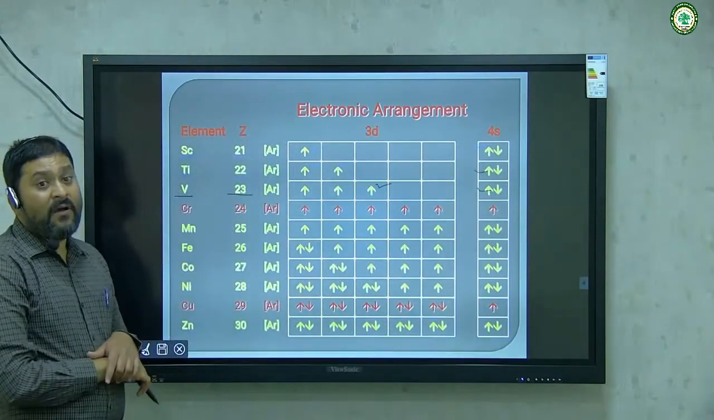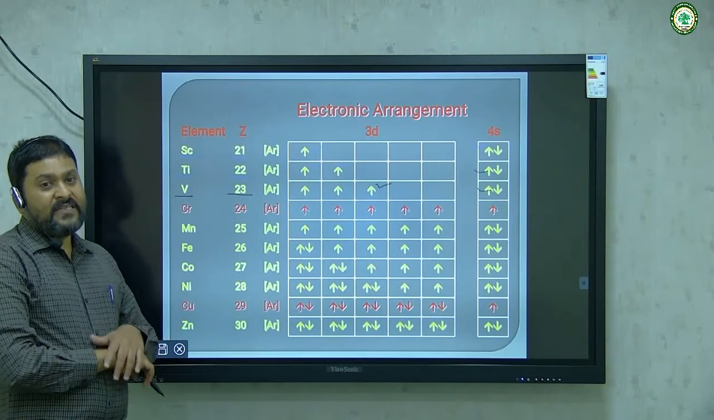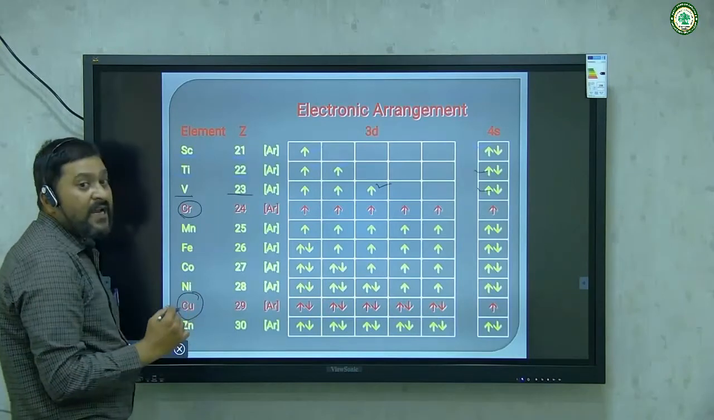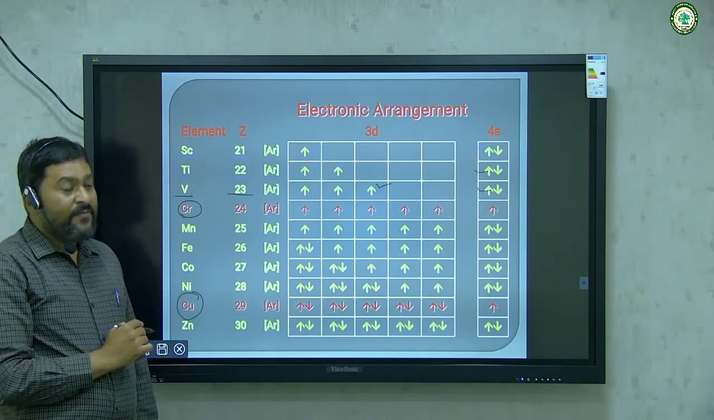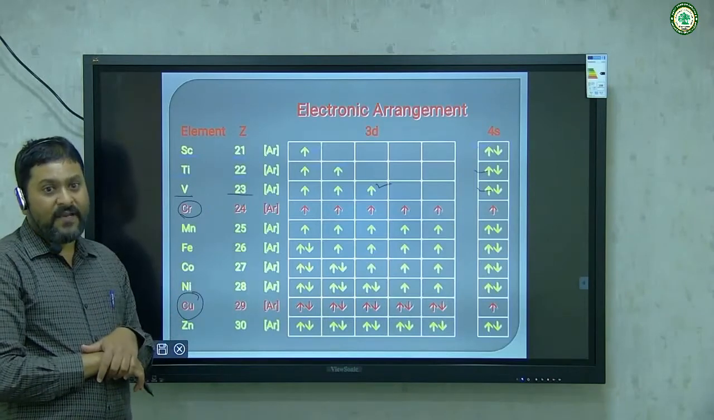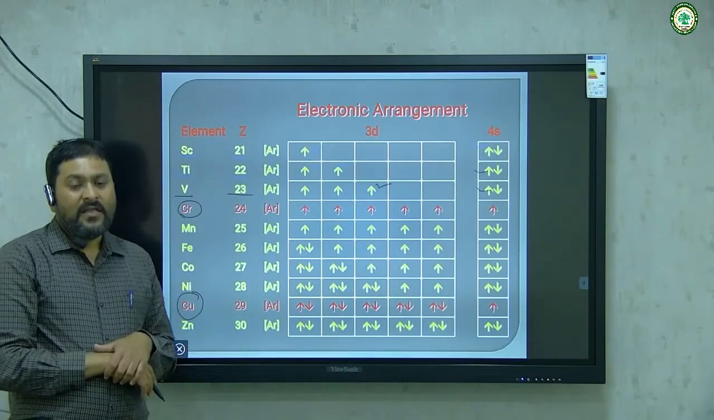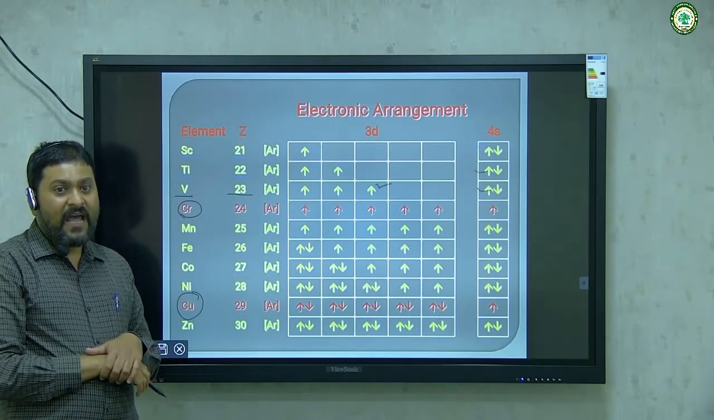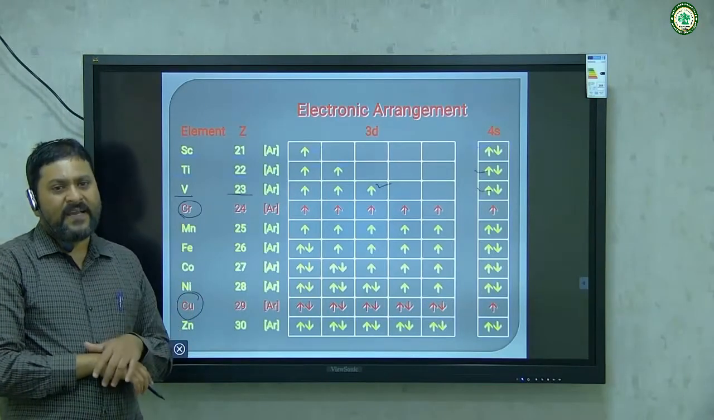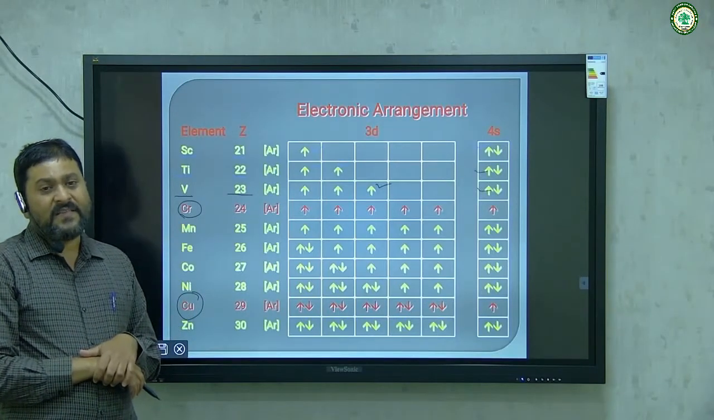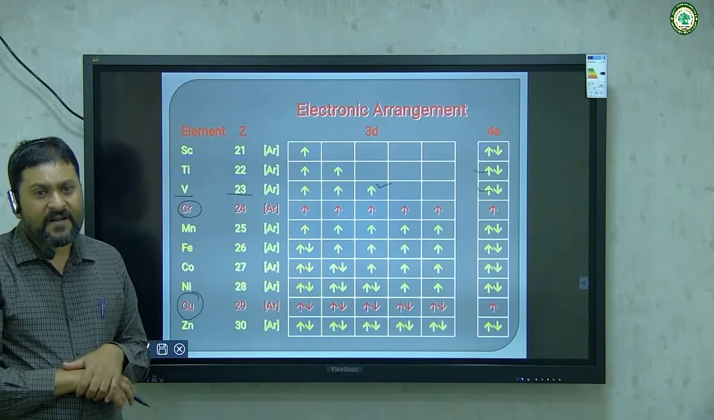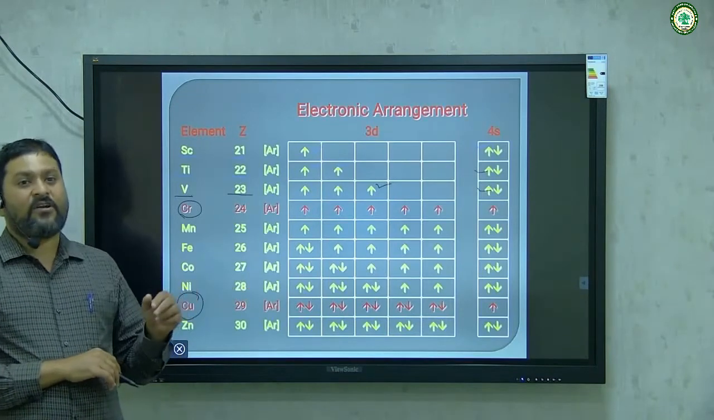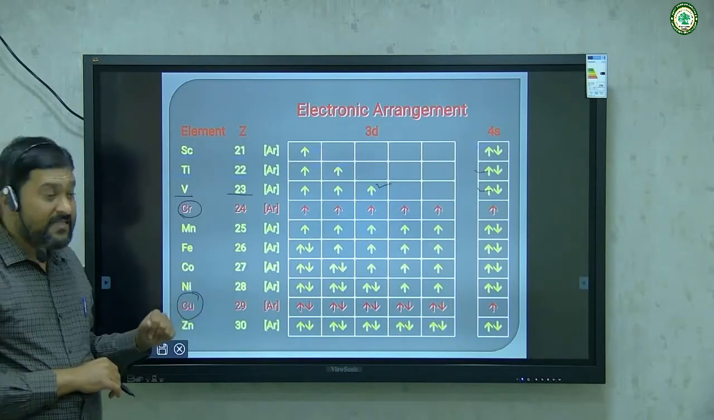In case of chromium, in this table the chromium and the copper are both shown in red color. The meaning is that while writing the electronic configuration of chromium and copper, there is a difference between the observed electronic configuration and the expected electronic configuration of chromium and copper. Let us see here.